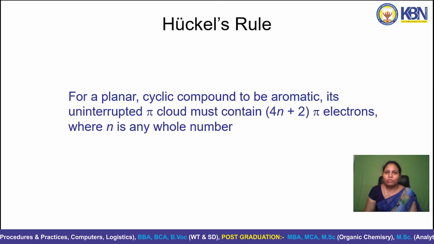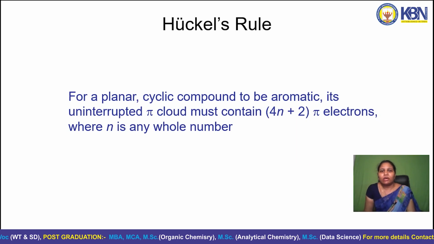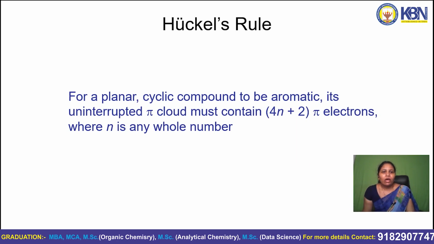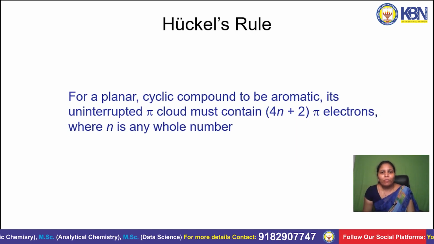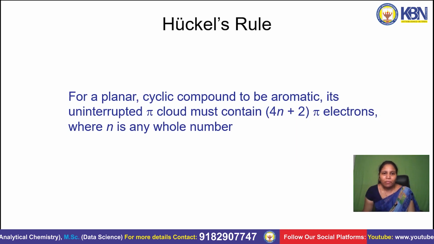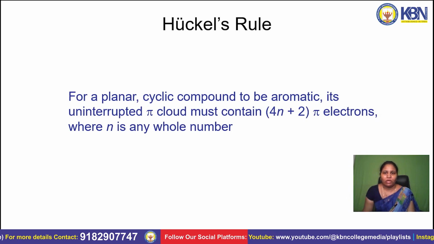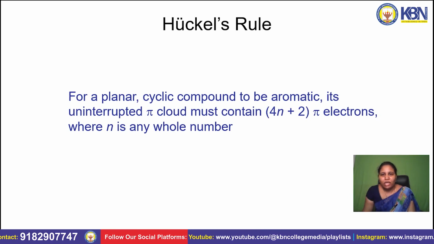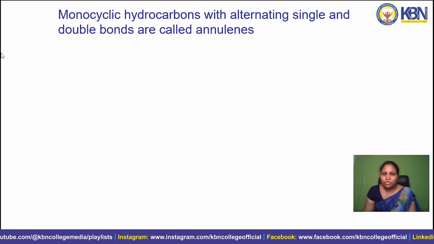And the third criteria, the most important criteria for aromaticity, is Huckel's rule. A compound should follow Huckel's rule. So what is Huckel's rule? For planar compounds, it should be a cyclic compound to be aromatic. Its uninterrupted pi cloud must contain 4n plus 2 pi electrons, where n means any whole number. That means n we can take as 1, 2, 3, 4, 5, any number. So in place of n, we will substitute those numbers. Most probably 1 or 2 is substituted.